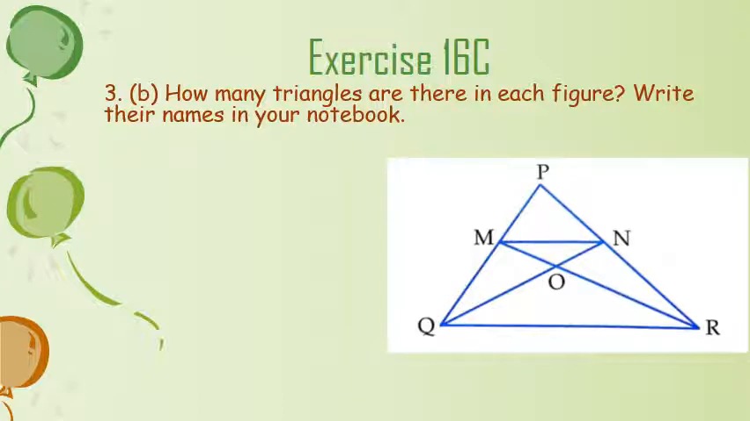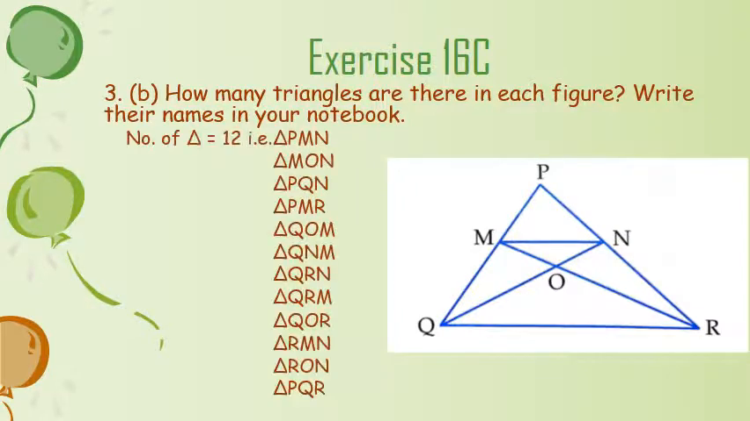Now let's come to question number 3 of this exercise, and this is the B part of question number 3. How many triangles are there in each figure? Write their names in your notebook. So we are doing the B part of this question. In this question we can see the figure and you have to tell us how many triangles are there in this figure. Well children, the number of triangles in this figure is equal to 12. And what are these triangles?